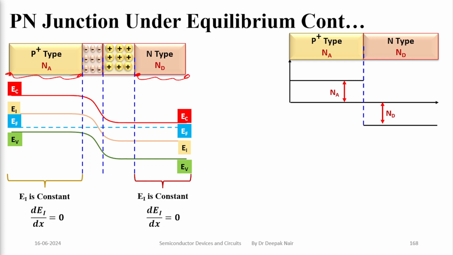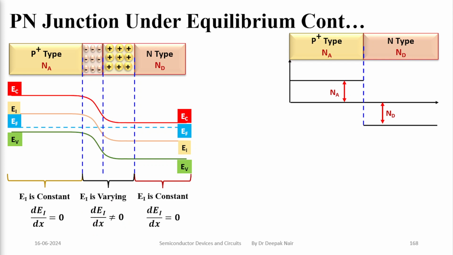But what about the energy in the junction area? We can see there is a shift of energy, or gradient of energy, and therefore the energy is not constant in this region. We can say Ei is varying, therefore dEi/dx is not 0. There is a shift in energy when we move in the junction.